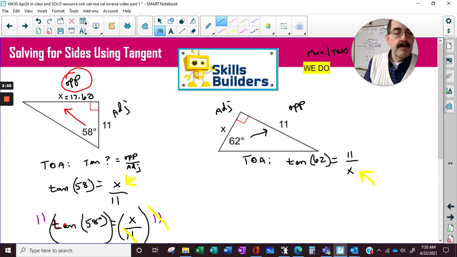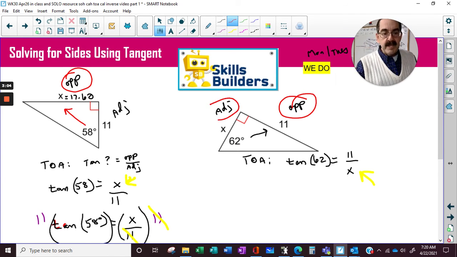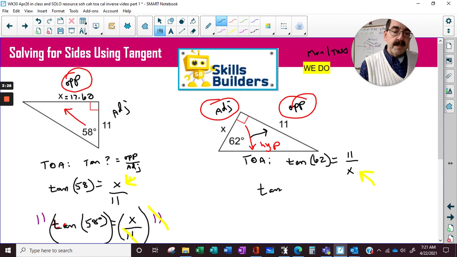Now, if you fell a little bit behind, the second one here, we've got the 62 degrees, so we're going to label the OPP, we're going to label the ADJ, and we know that across from here is the HYP. The tangent of 62 is 11 over x. Now, when the x is in the denominator, when it's in the basement, it's a little bit longer problem. So let's rewrite this. The tangent of 62 degrees is equal to 11 over x. Well, I got to get this out of the basement. I got to get him up here.